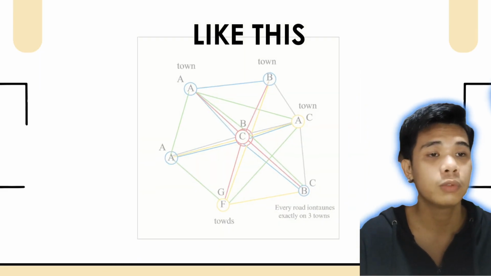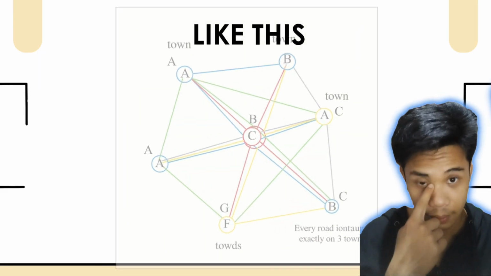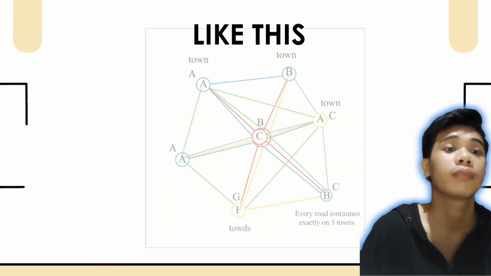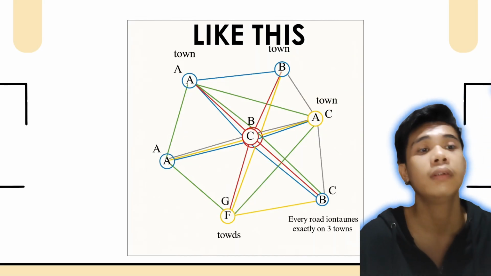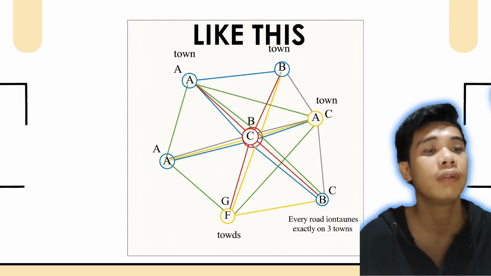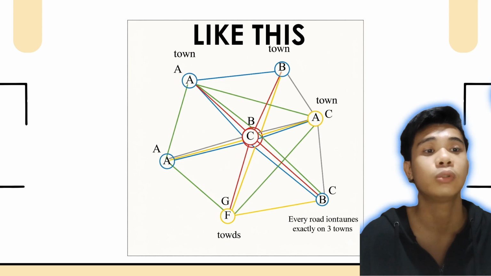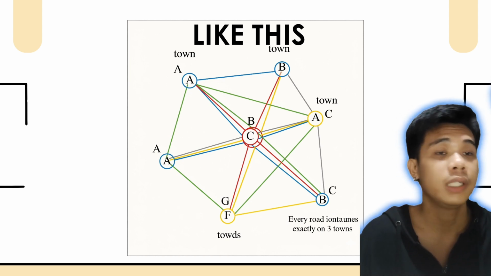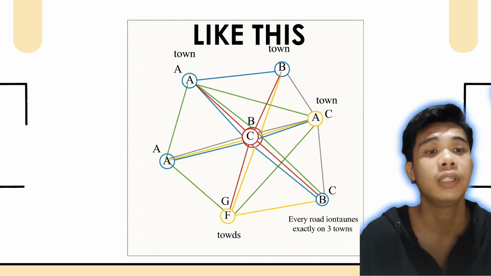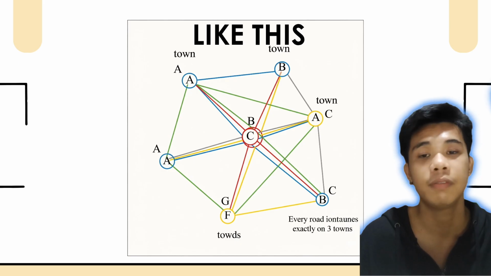Every town is on exactly 3 roads and every road contains exactly 3 towns. Now this diagram would show something like this one. As we can see, every town is connected to 3 roads and every road is connected to at least 2 towns, which satisfies the conditions said on the previous slide.